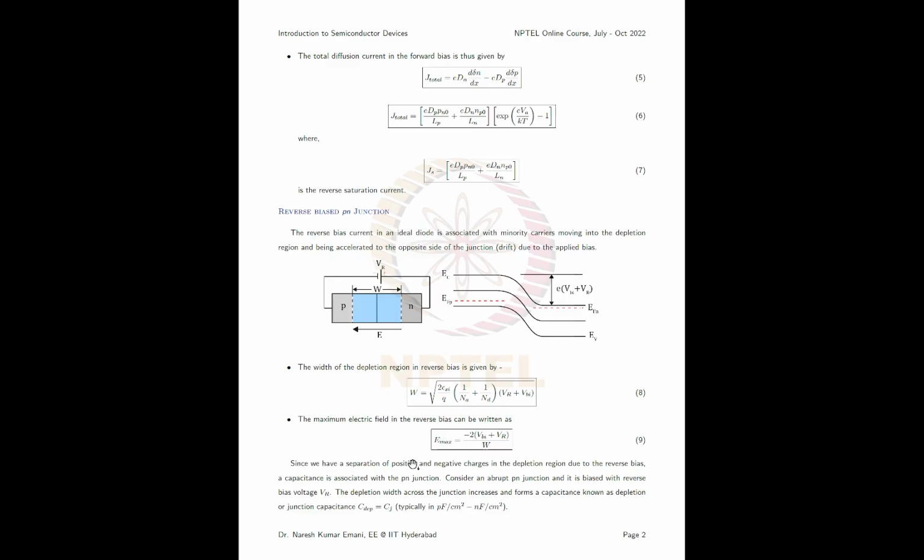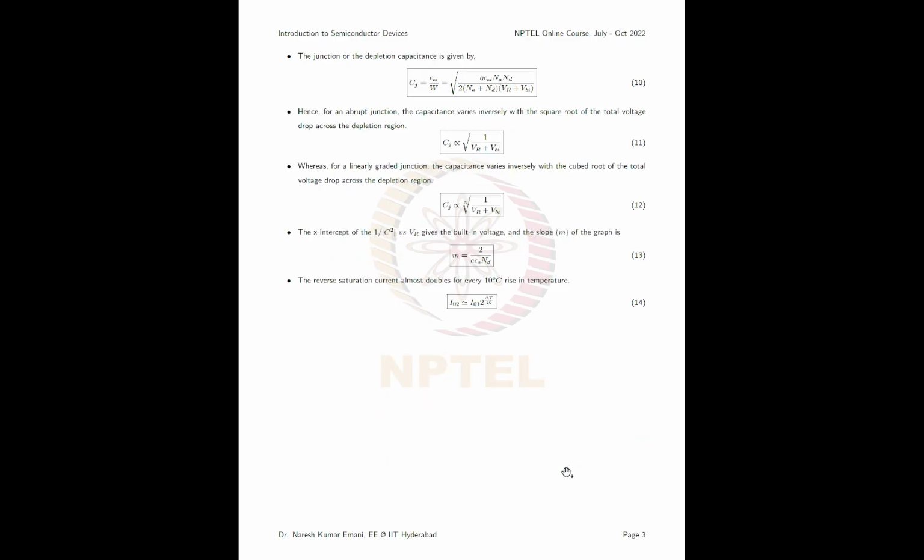Since we have a separation of positive and negative charges in the depletion region due to reverse bias, there's a capacitance associated with the PN junction. If we consider an abrupt PN junction biased with reverse bias voltage VR, then the depletion width across the junction increases and forms a capacitance known as depletion or junction capacitance, C depletion equals Cj, and its value is typically in picofarad per centimeter square to nanofarad per centimeter square.